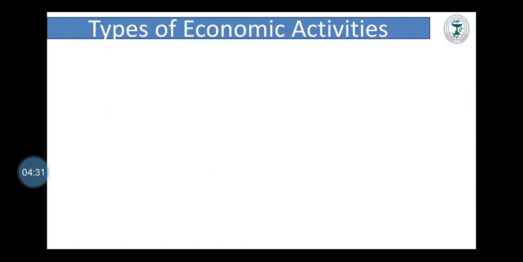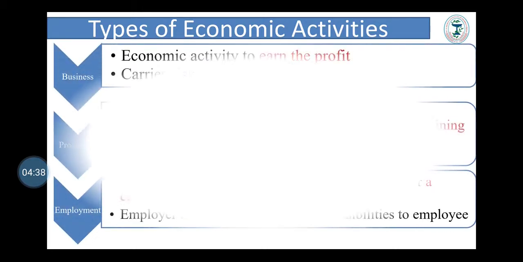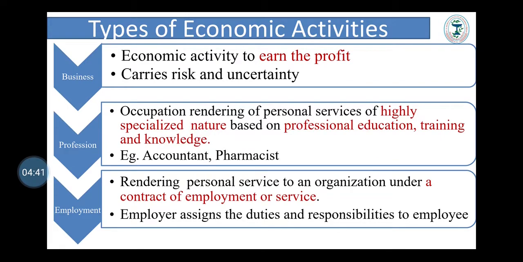Next part, that is types of economic activities. Economic activities are of three types: business, profession and employment. First, that is business. Business is the economic activity which is primarily done with the purpose of earning profit. Business carries risk and uncertainty by producing goods and services. There are different types of business activities like industry and commerce.